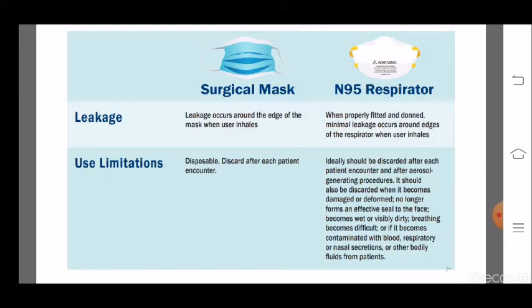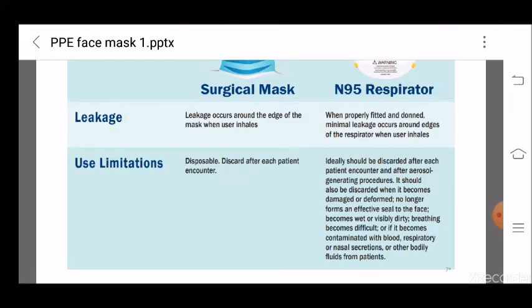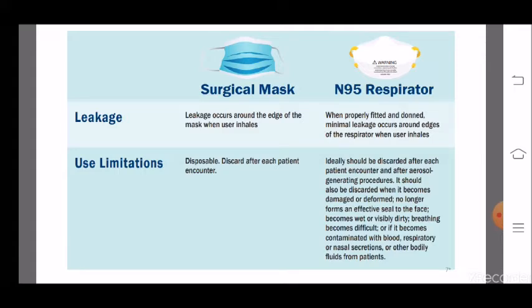An N95 respirator does not require to be discarded until it is damaged or deformed, or it is in contact with oil. It no longer forms an effective seal to the face if it is deformed. If it becomes wet or visibly dirty, then you have to replace it. Breathing becomes difficult if its filters are contaminated with blood or respiratory or nasal secretions or other bodily fluids from the patient. If it is spilled on the surface of an N95 respirator, then it is difficult to breathe.